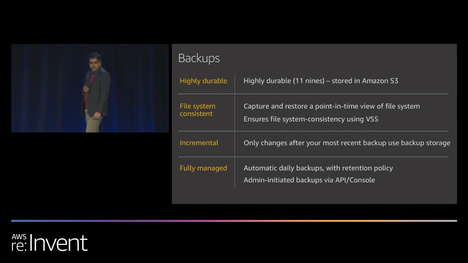In terms of backups, we provide highly durable backups that are stored in Amazon S3, as I mentioned earlier. We also support full file system consistency using the Windows native volume shadow copy service, or VSS. With this, we allow you to capture a point-in-time view of your file system and to recover to that point in time. We also support incremental backups, meaning that only changes from your most recent backup would occupy additional backup storage, and you would pay for that additional backup storage.